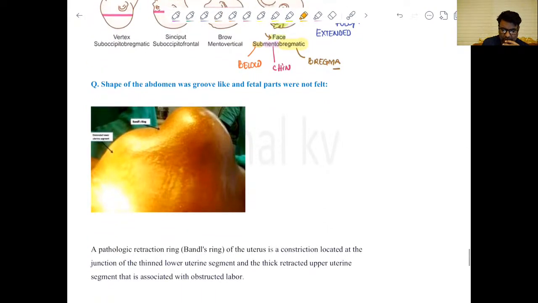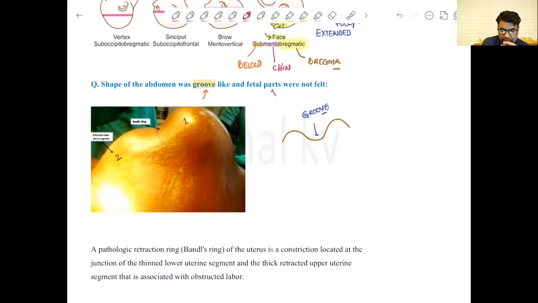Now, in a case, the shape of the abdomen was groove-like. Now, what do you mean by the word groove-like? Like, there is one elevation like this, and then there is one more elevation like this. So, this area is known as groove, right? So, here we can see this is one swelling, this is another swelling, and therefore, this area is converted into a groove. So, the shape of the abdomen is groove-like.